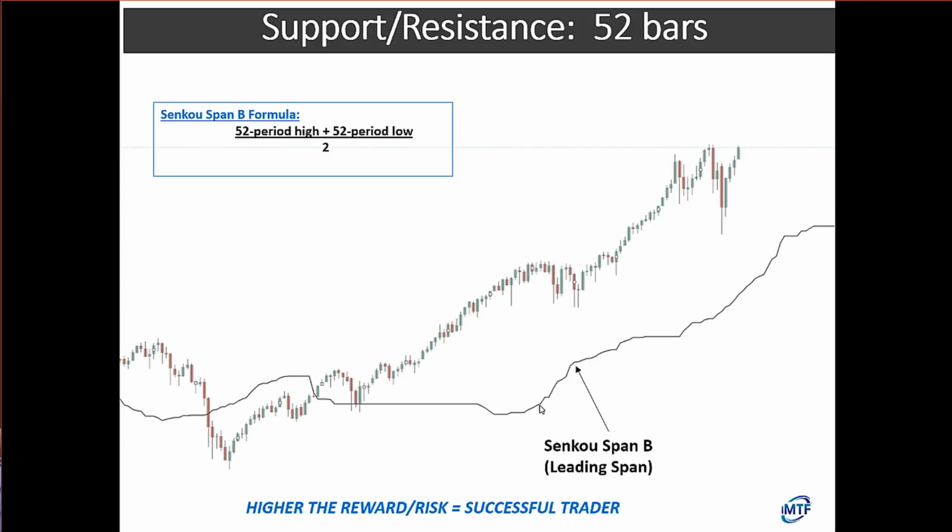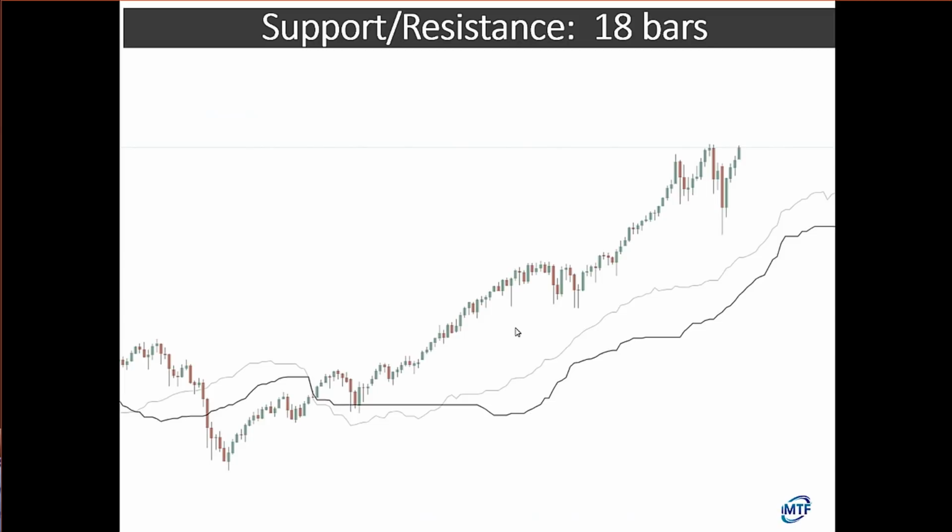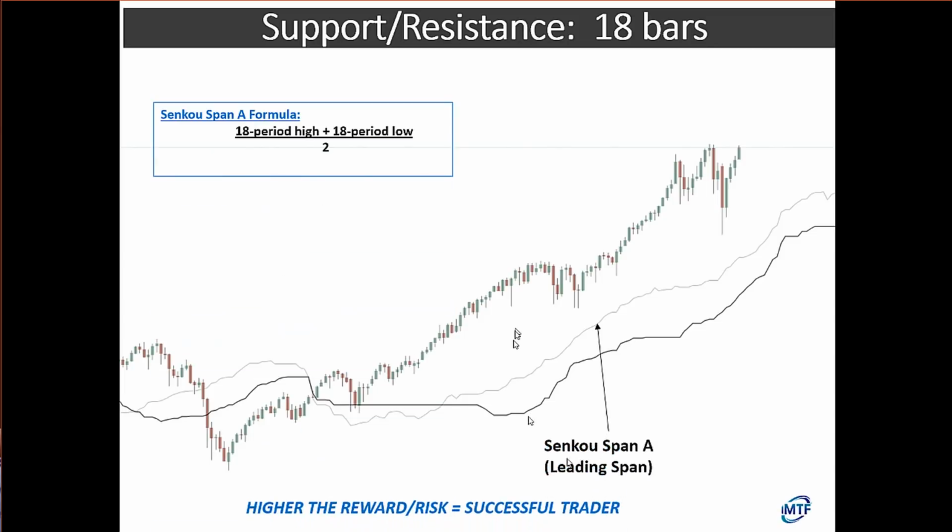This is the most popular indicator out there and the strongest indicator out there. So this is the key one that you really should be basing a strategy around, believe it or not. The second indicator that Ichimoku has is called Senkou Span A, and this is this little light gray line here, and it roughly represents support resistance for roughly 18 periods. Notice I said roughly. It's not exactly 18, but roughly 18 periods.